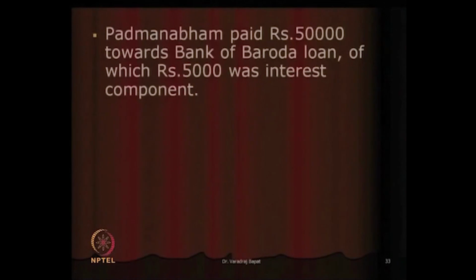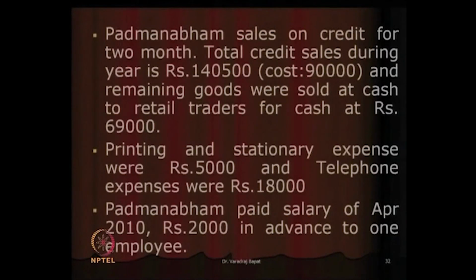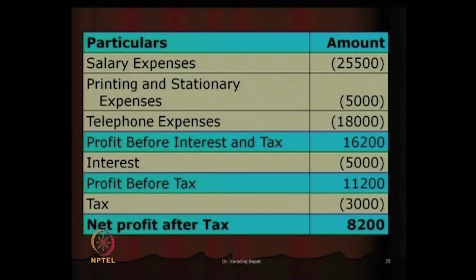I'll just go back. You can see these items, printing, telephone, etc. They are all deducted. So I am getting profit before interest and tax. Now I have paid loan installment of 50,000. Should I reduce it? The answer is no, because the loan installment includes repayment of loan of 45,000 and interest of 5,000. It is given that out of 50, only 5 is interest. So the remaining 45 is repaying my existing liability, that is the loan. That is not my expense, but interest of 5,000 is my expense.